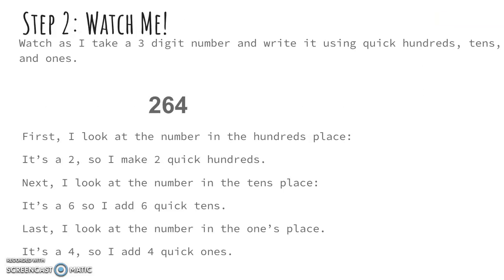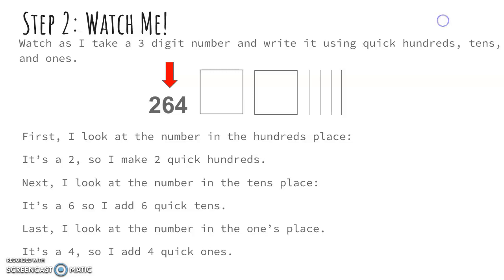Watch me as I take the 3-digit number and write it using quick hundreds, tens, and ones. My number is 264. First, I look at the number in the hundreds place. It's a 2, so I make 2 quick hundreds. Next, I look at the number in the tens place. It's a 6, so I add 6 quick tens. Last, I look at the number in the ones place. It's a 4, so I'll add 4 quick ones.